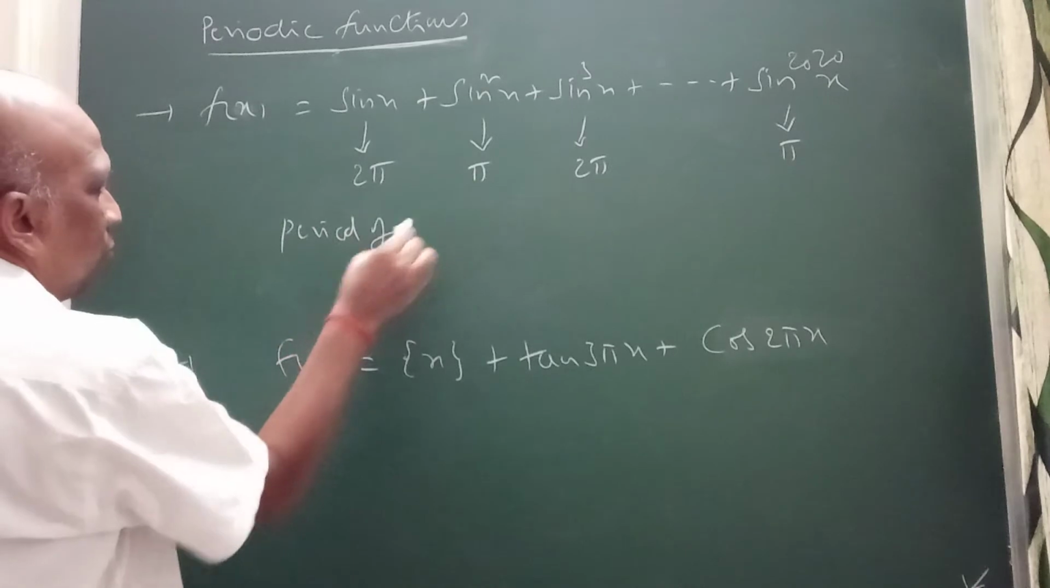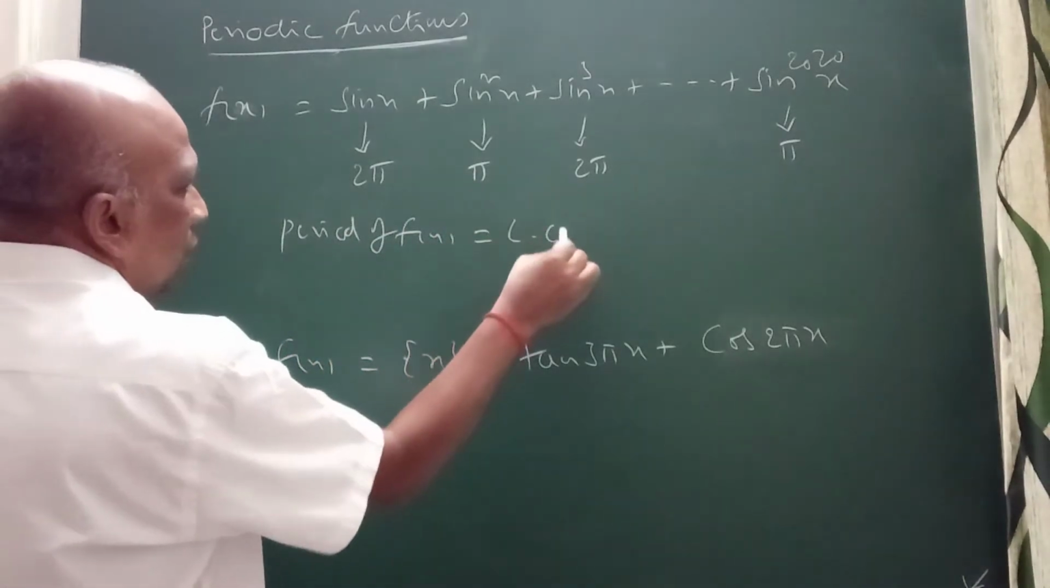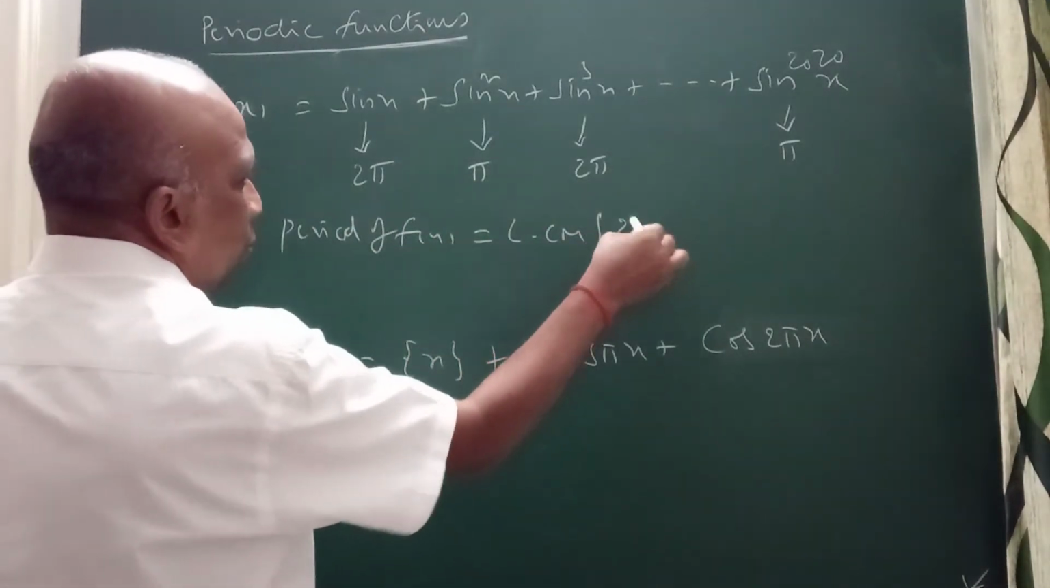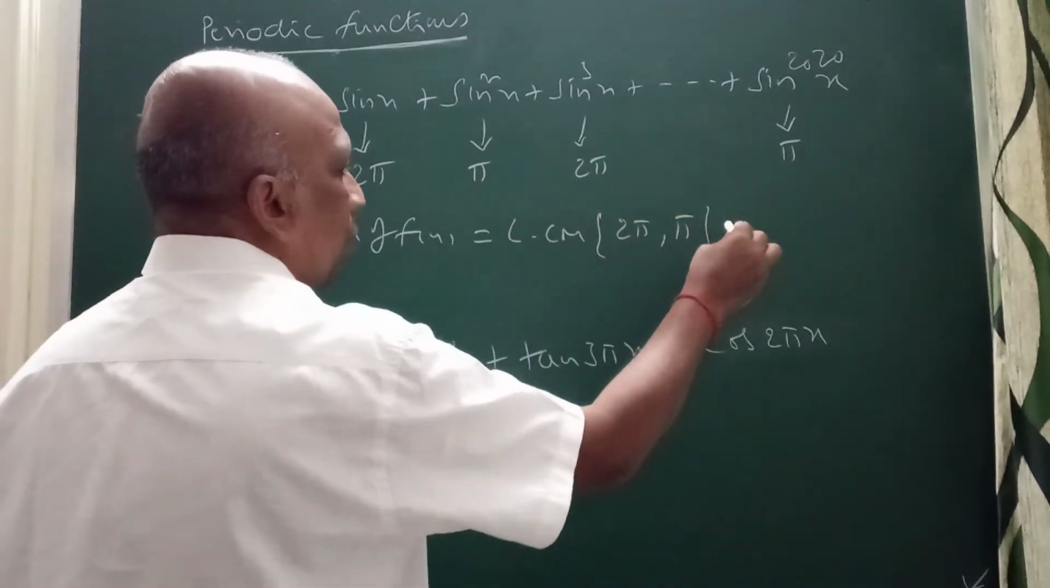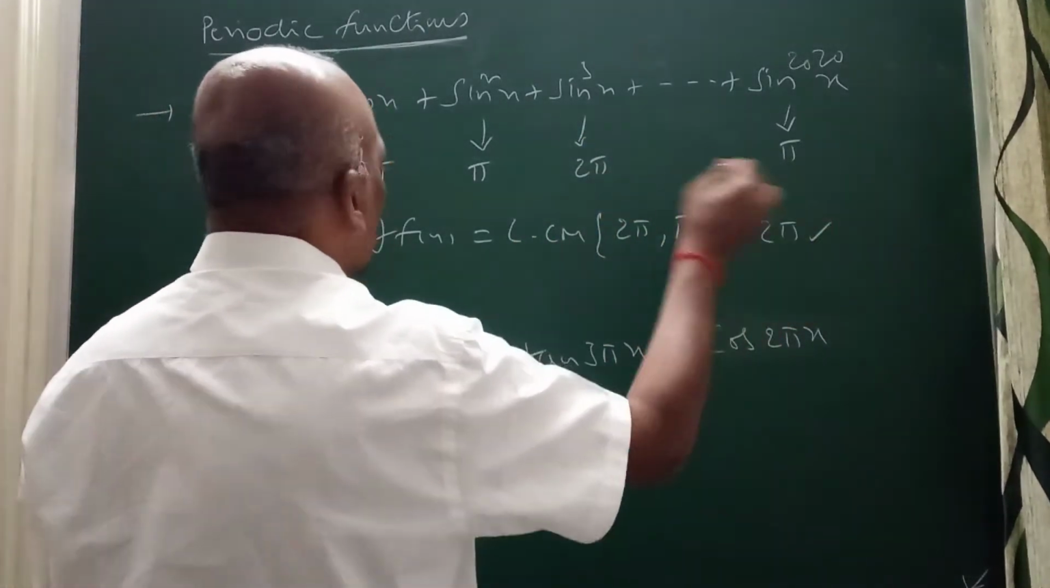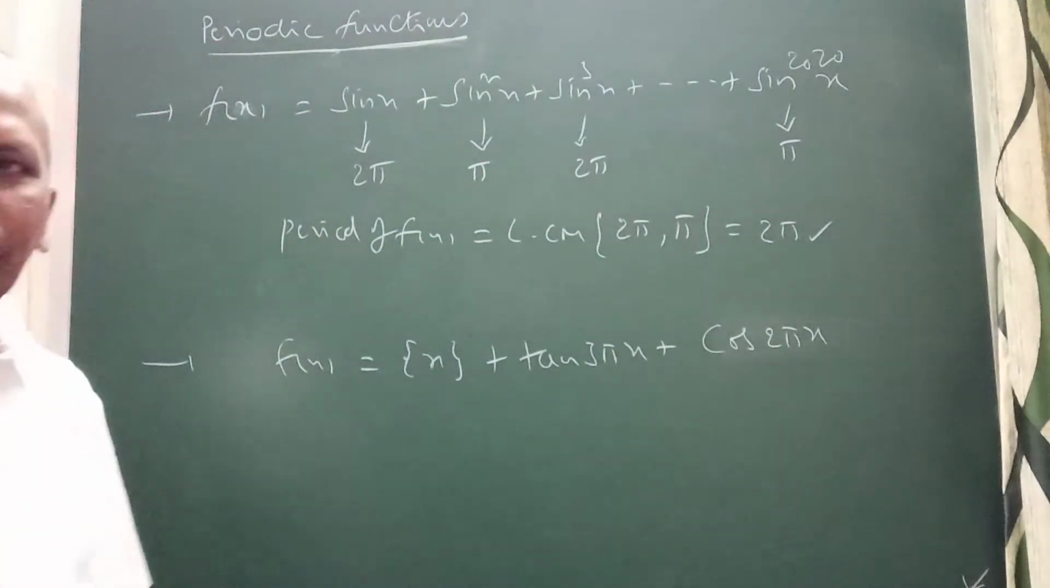So the period of f of x is the LCM of 2 pi and pi, only these two you will get. The LCM of 2 pi and pi will be 2 pi. So the period of f of x is 2 pi.